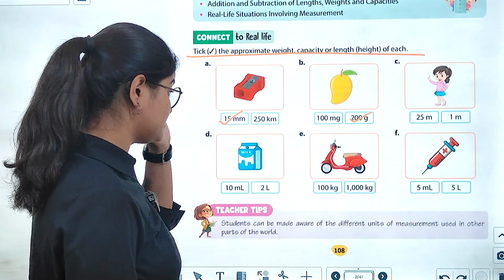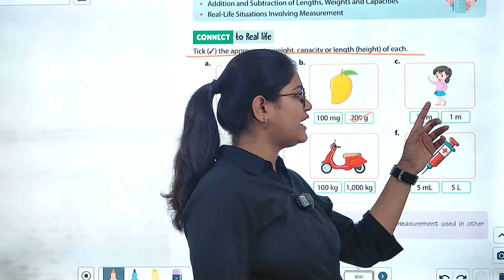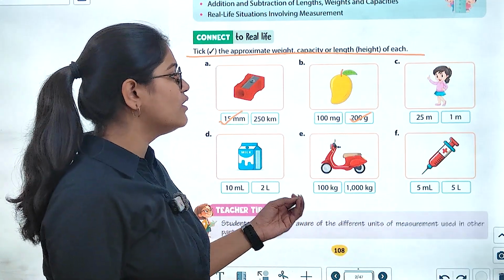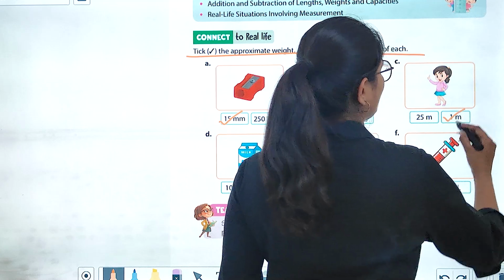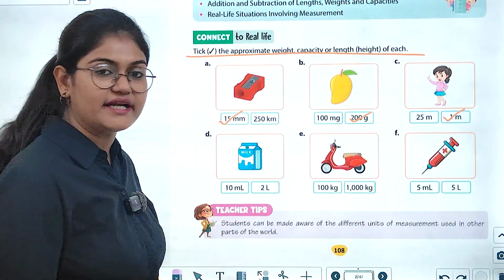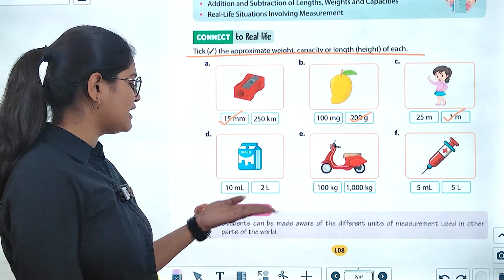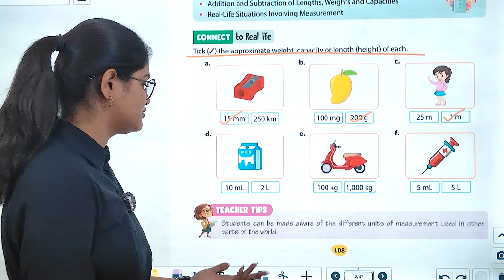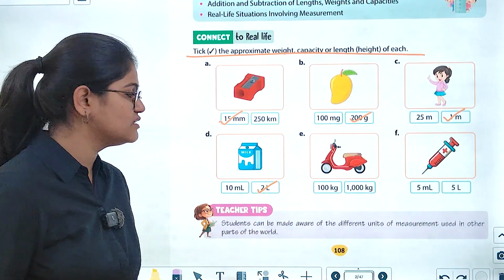Next is a girl, right? And there are two options, 25 meter or 1 meter, right? So she would be 1 meter, correct? Next is a pack, which is of 10 ml or 2 liters. So obviously it would be 2 liters, correct?